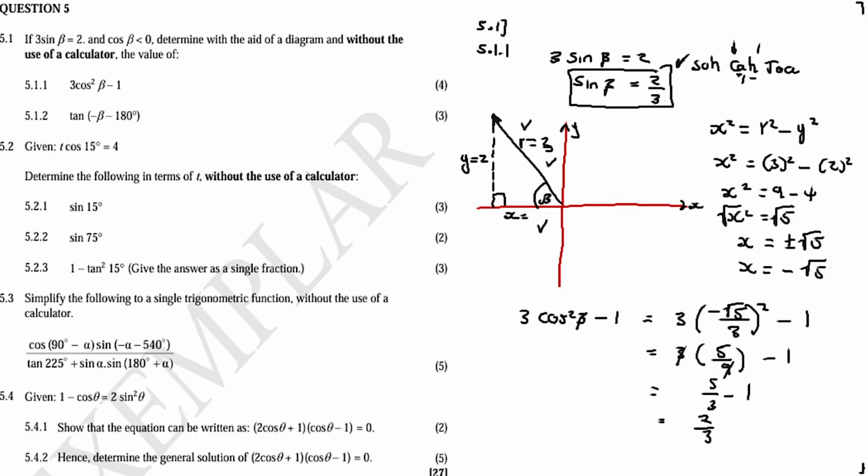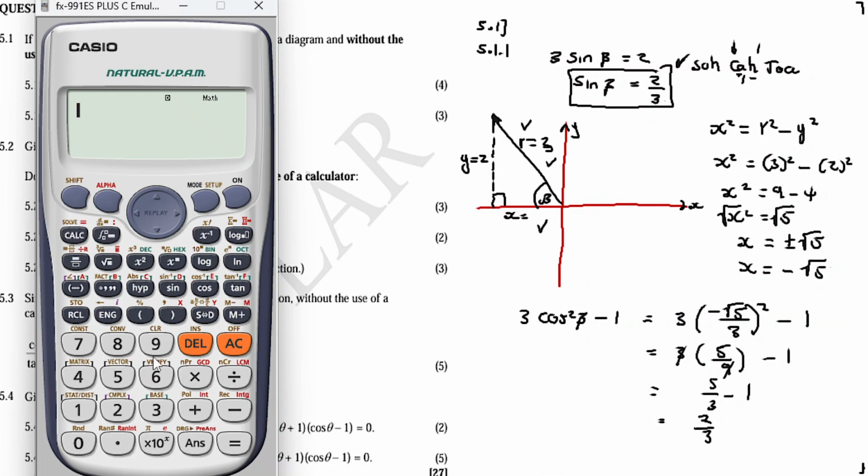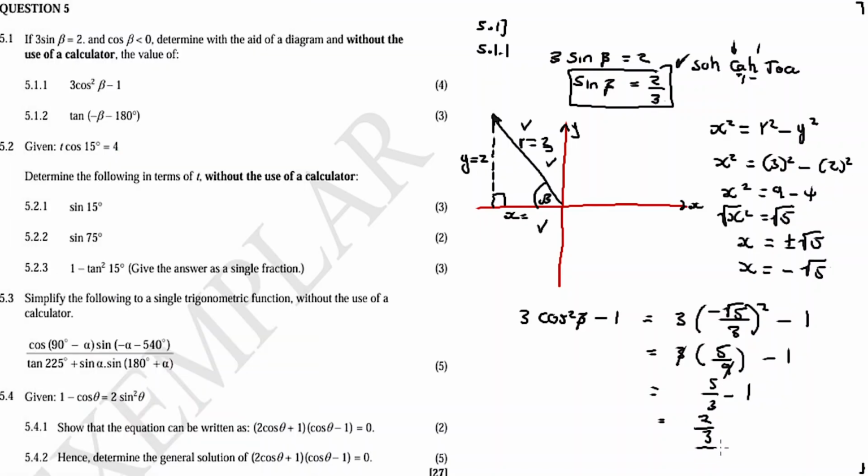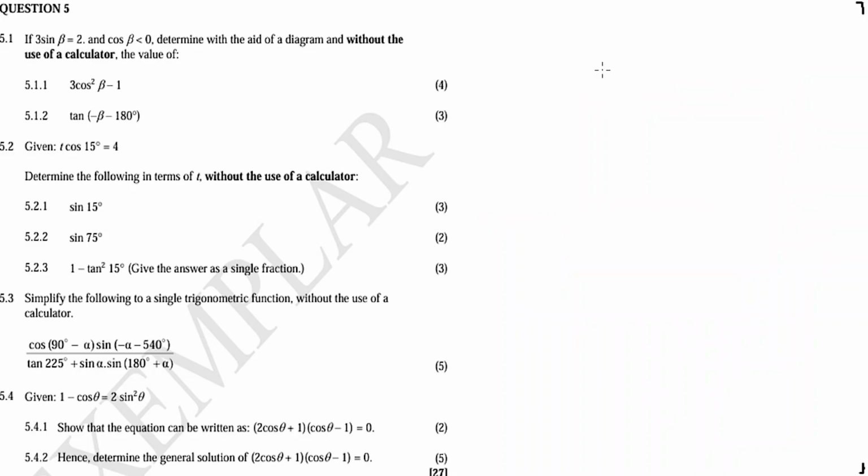That's our answer, I think. Let's just check: 3 open bracket minus root 5 over 3, squared, minus 1, done without the calculator. Nice, very nice. So this is our answer for 5.1.1.